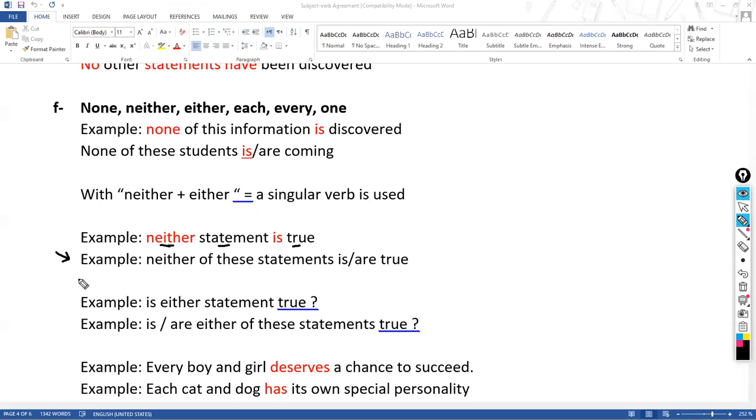Neither statement is true. Are you out, Suna? Let me check. No, I'm here. Aisha is out. Okay. So, what do you think? Neither of these statements is or are true?